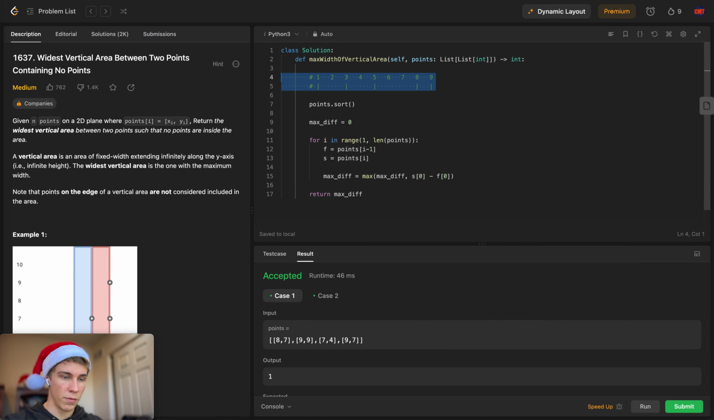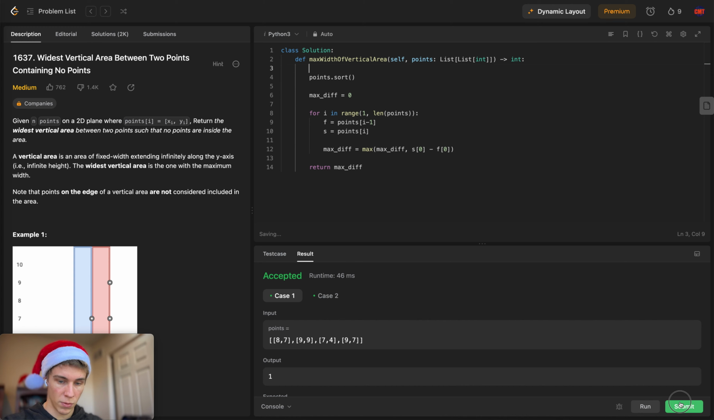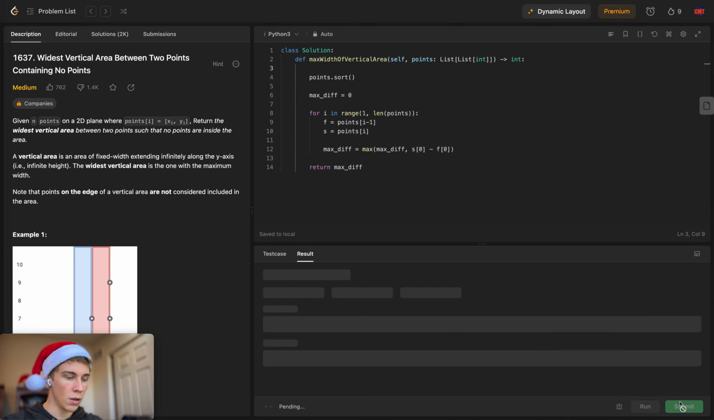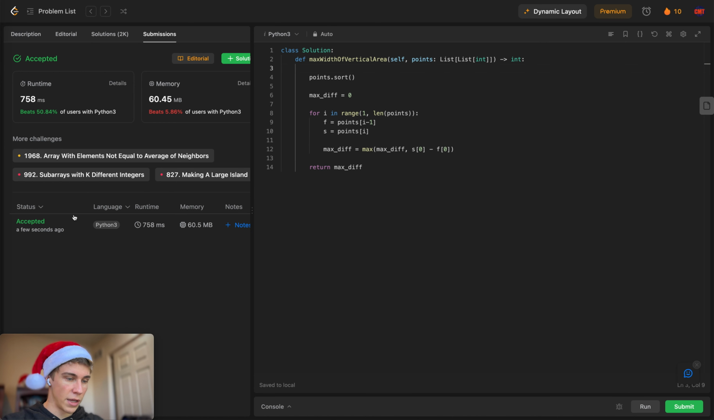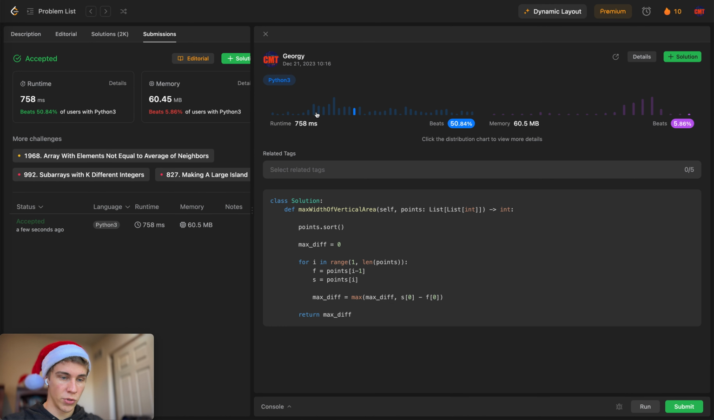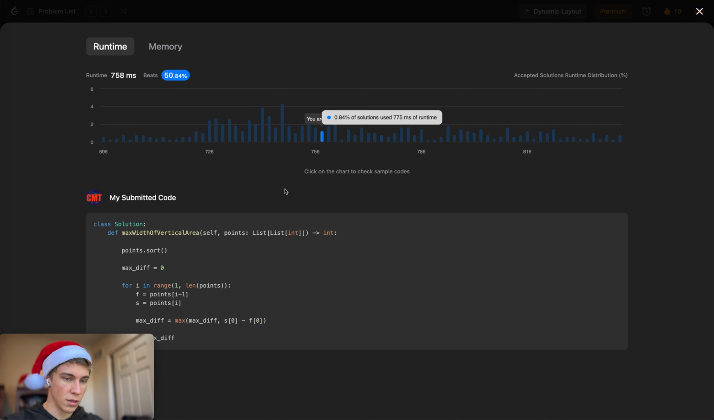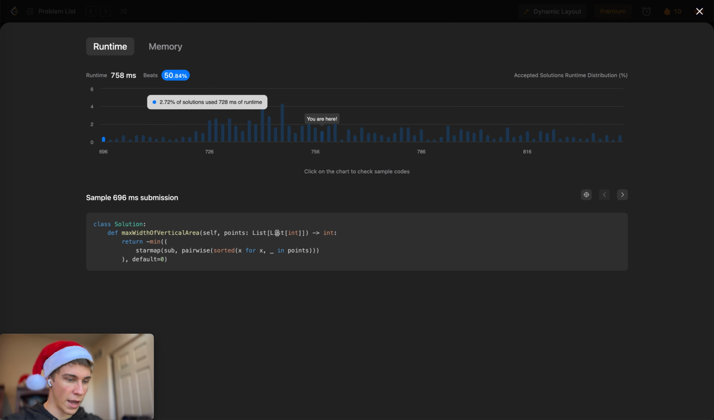This should be good enough. Let's see if we get the correct answer. We did. Hopefully there are no edge cases. It seems like there aren't. Let's see how we did compared to other solutions. 50th percentile, not bad. Let's look at how others did it.